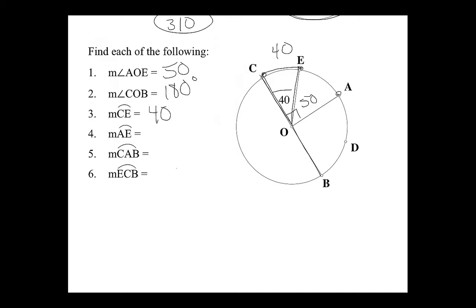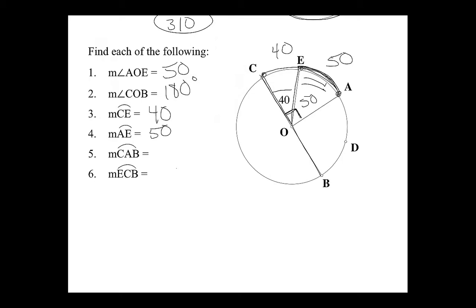Arc AE goes from A directly to E as quick as I can. That has a central angle of 50, so its intercepted arc is also 50. Which makes sense, because if the central angle of COA was 90, the 40 and 50 would make a 90-degree intercepted arc.